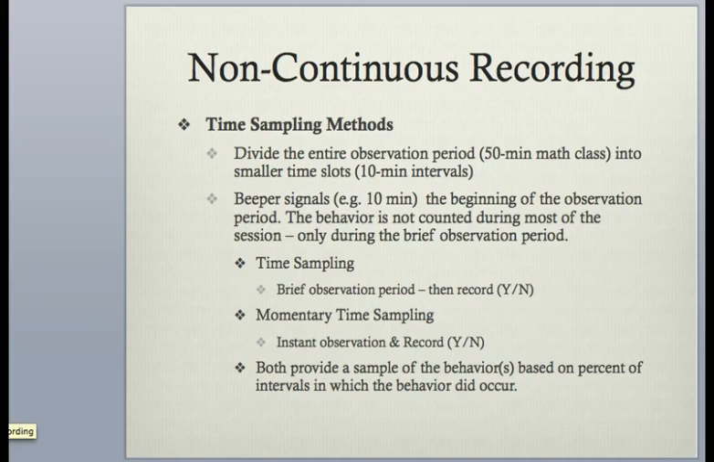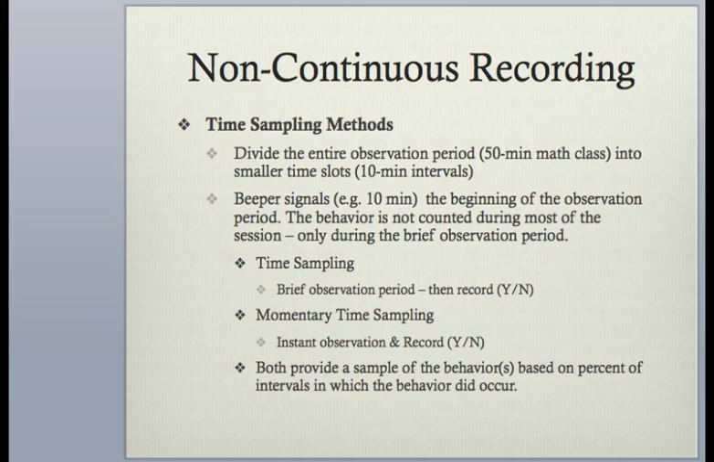Time sampling methods, basically what you're doing is you're dividing maybe an entire observation period, maybe it's a whole math class, and you're going to divide it into smaller time slots, let's say 10-minute intervals. The beeper is going to go off every 10 minutes. The beginning of the observation period is signaled. The behavior is not counted during most of the session. So for 10 minutes, I don't even care what's going on. I only care during that brief period.